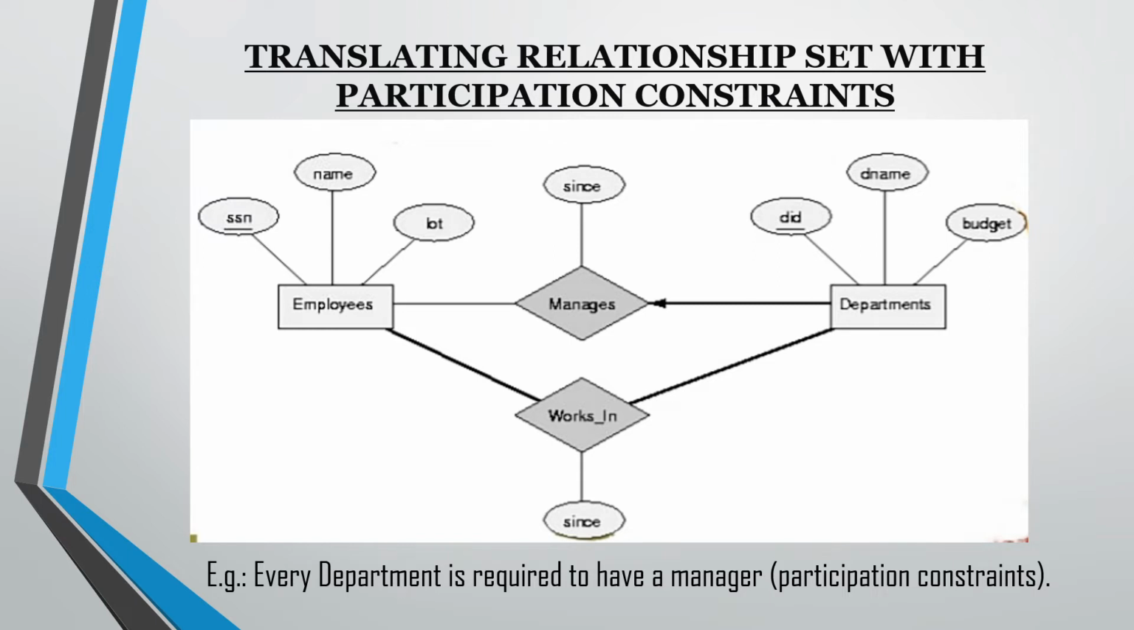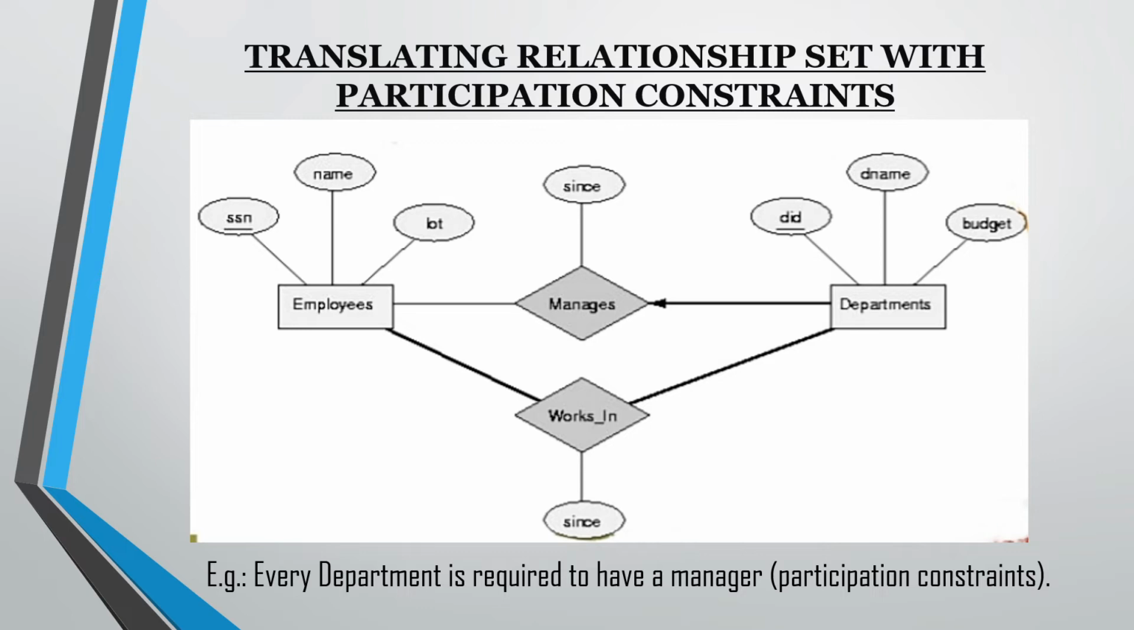Now we can see the ER diagram. Here in the ER diagram, we are going to explain briefly what partial participation and total participation are. In this ER diagram, there are two entities: employees and department. Employee has the attributes SSN, name, and BT. Department has DID, DNAME, and budget. The employee and department are connected to each other with two relationships: manages and works in. Both have a separate attribute, which is since.